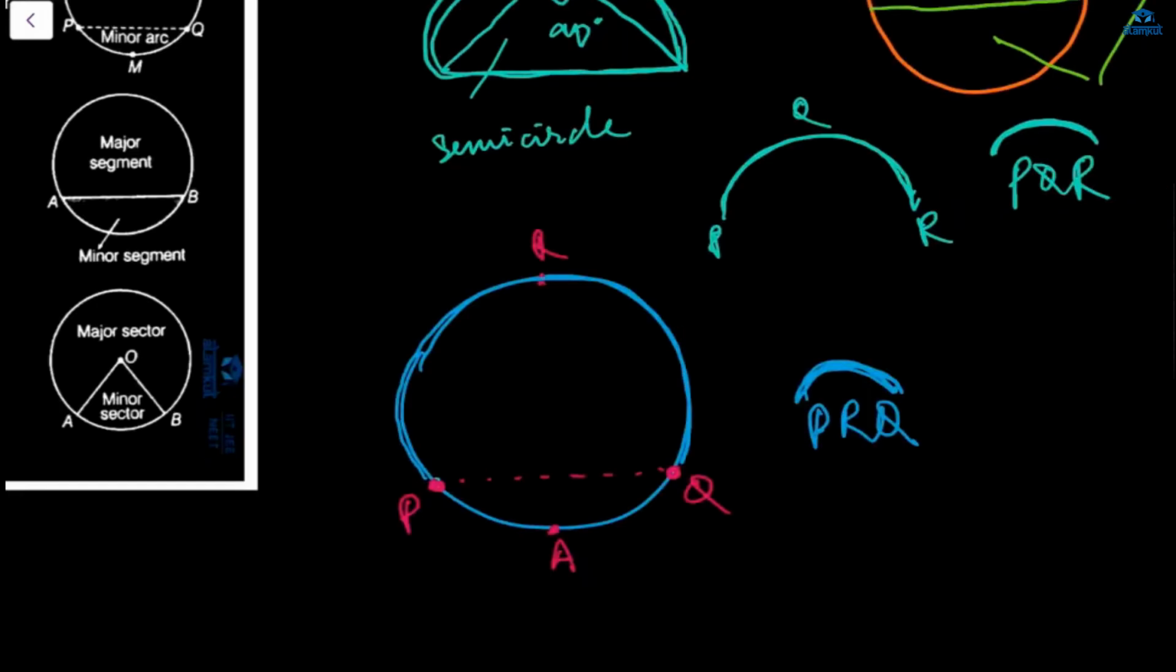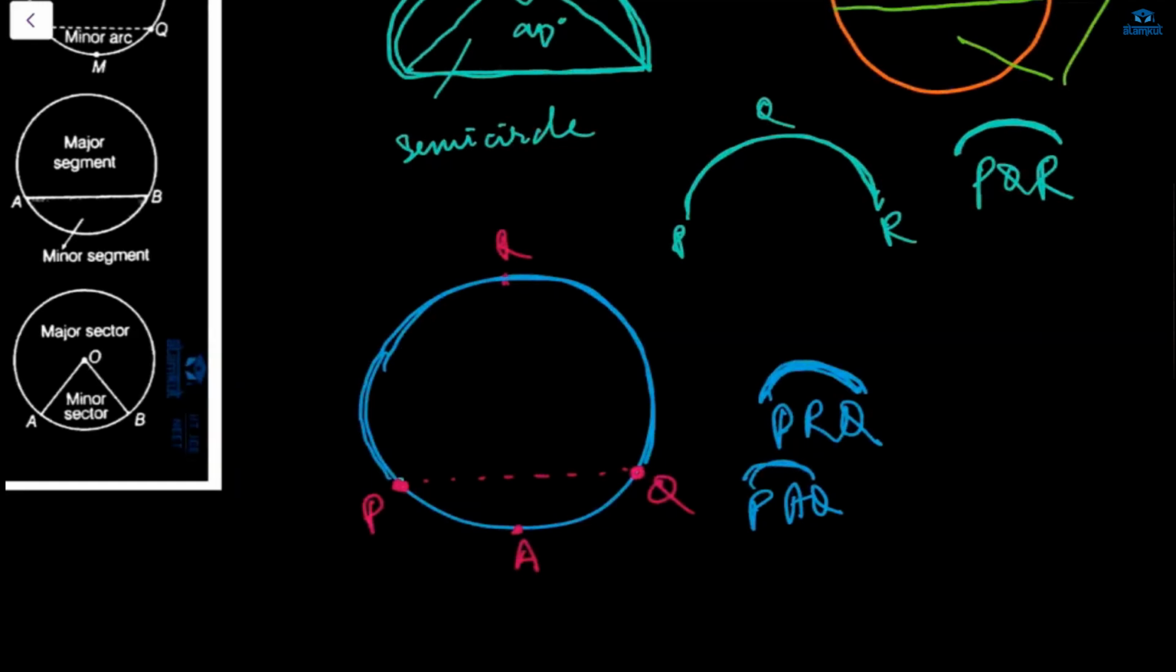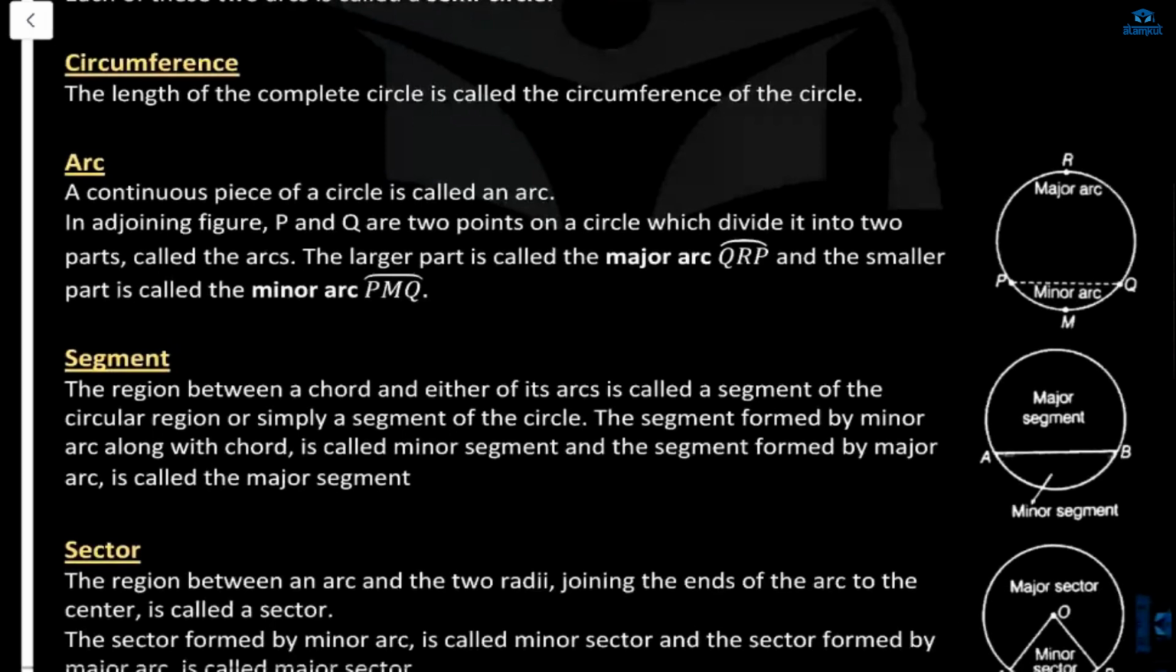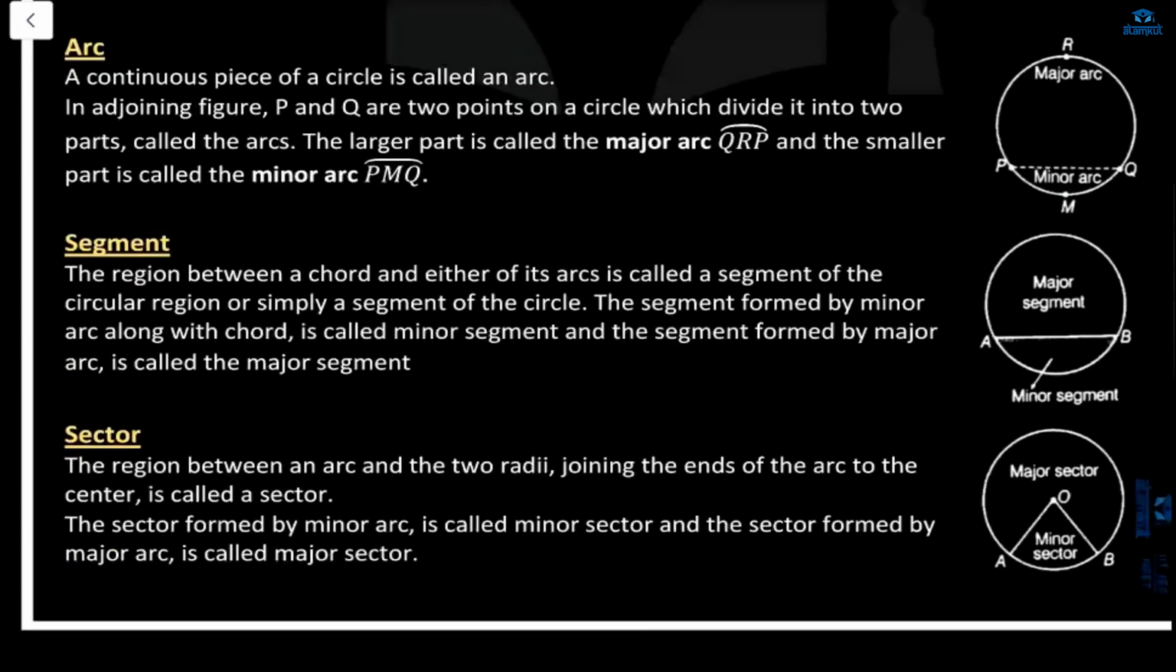And PAQ is also an arc, okay. Now you can see the above arc is the bigger one. The first one is the bigger one, and the second one is the smaller one. So this is a major arc, and this is a minor arc, okay. Major and minor, okay. Major is the bigger one, and the minor is the smaller one.